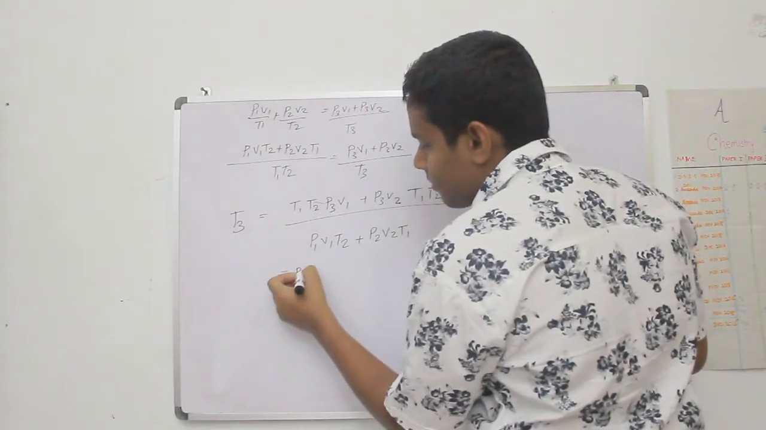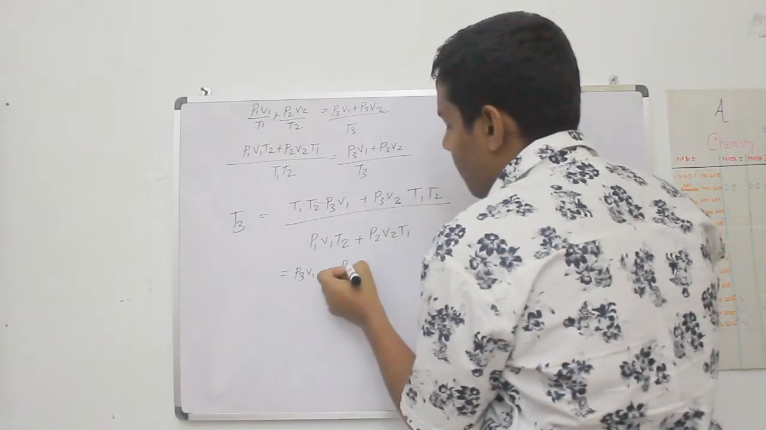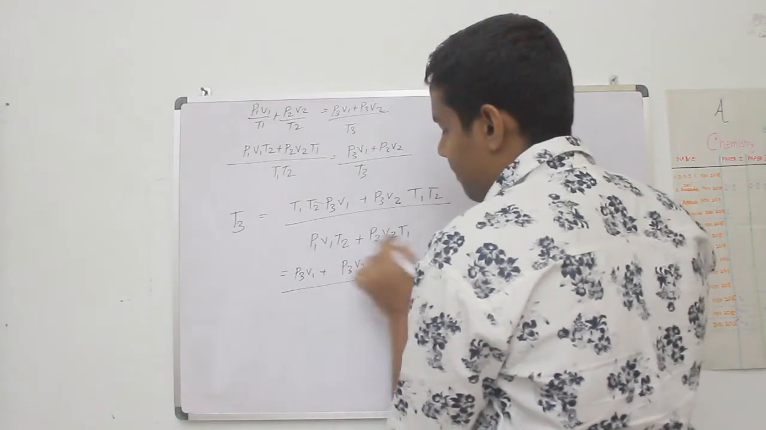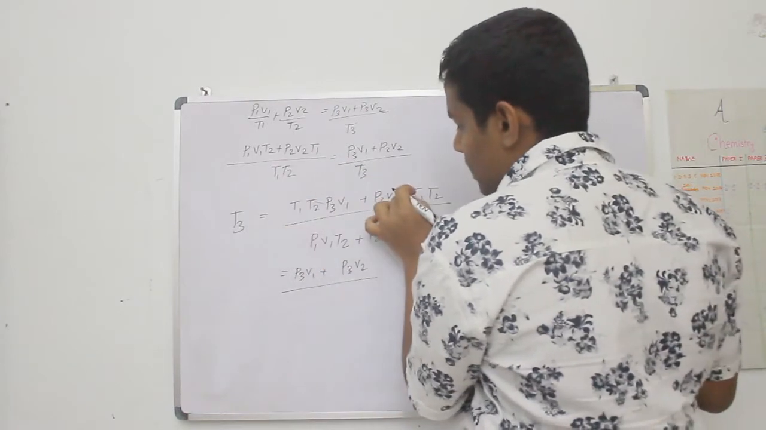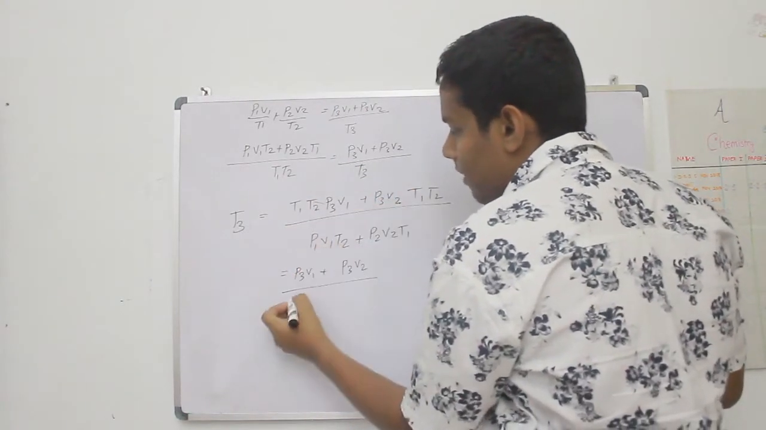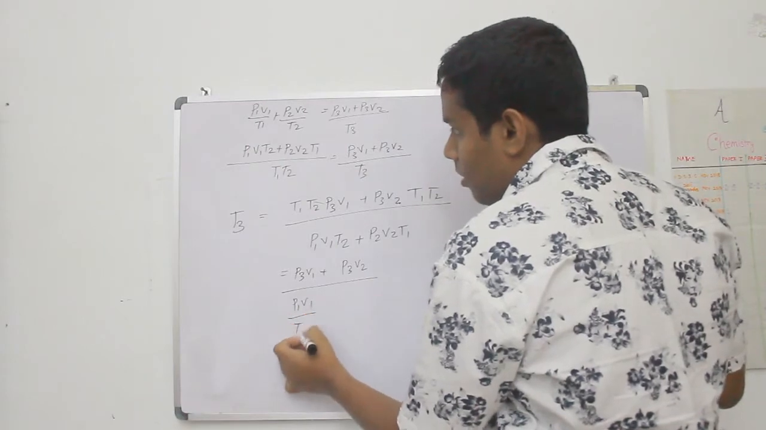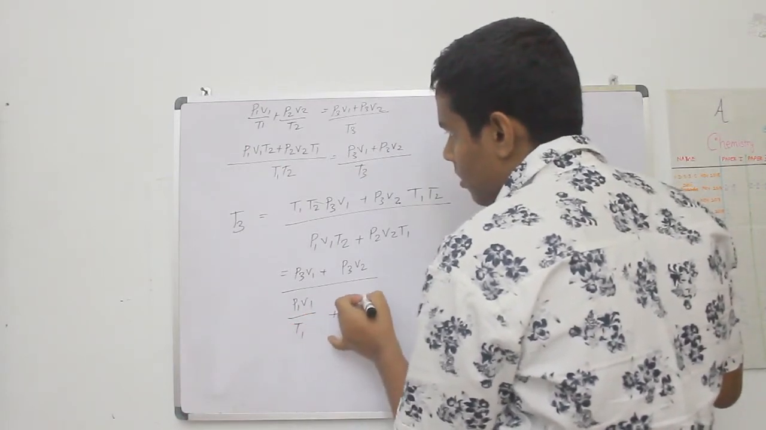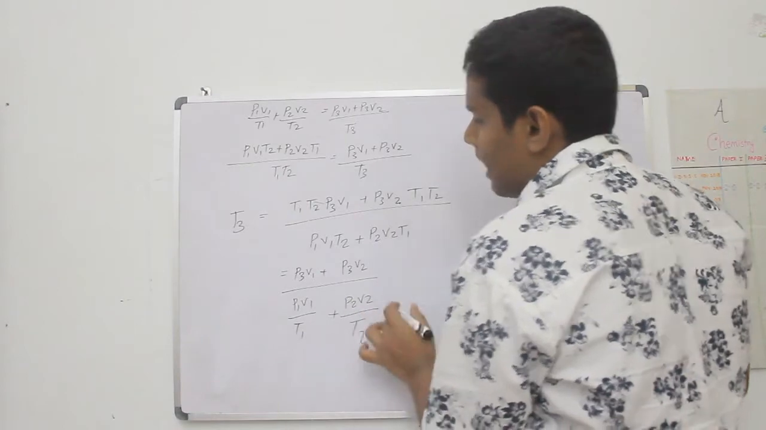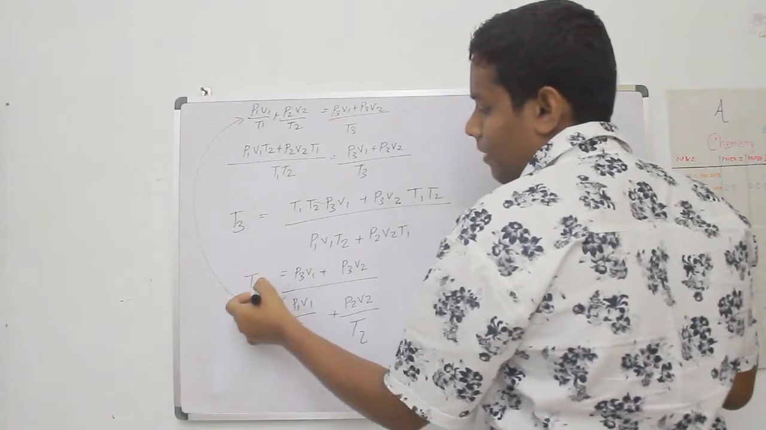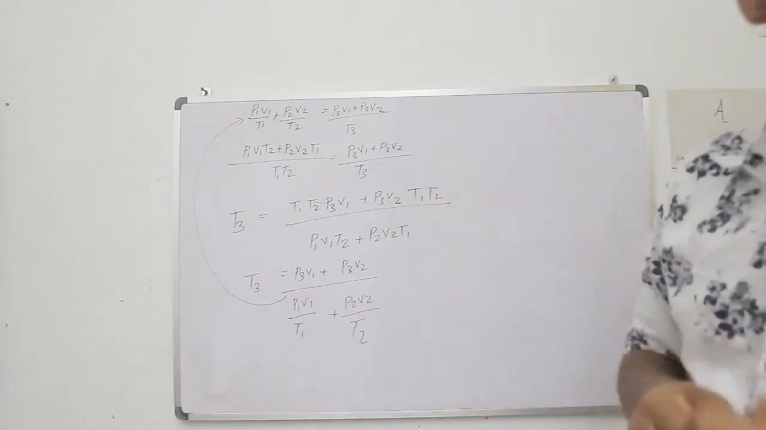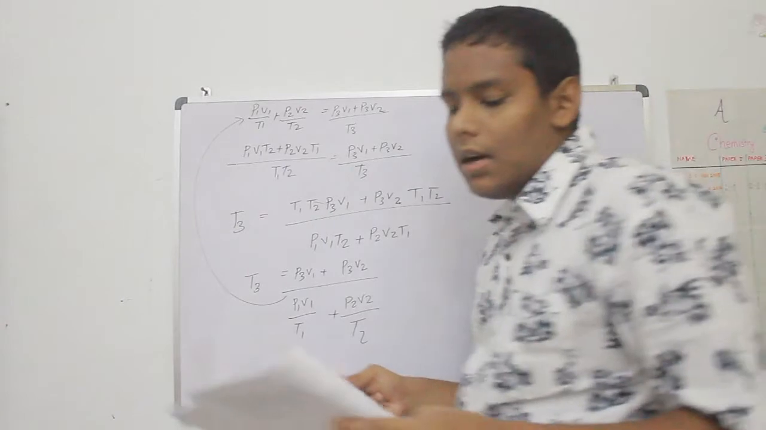P3 V1 plus P3 V2 divided by, I have to divide this one by T1 T2, this one by T1 T2. So this also should have been divided by T1 T2. Eventually you are getting this same one here. Okay, that is T3. But none of the answers given to us clearly talks about this T3. So what can we do?